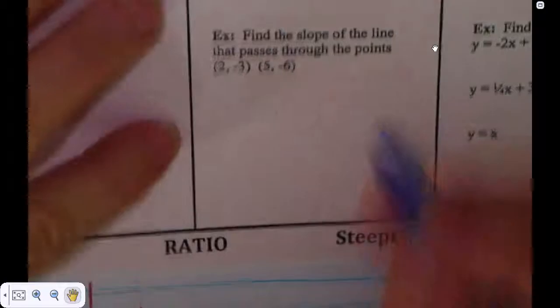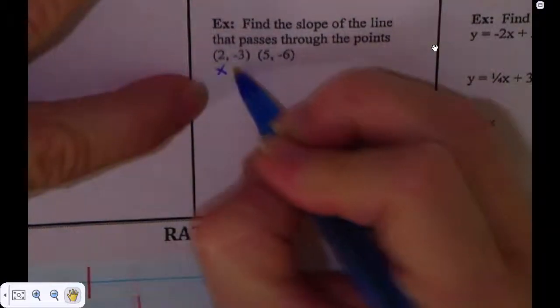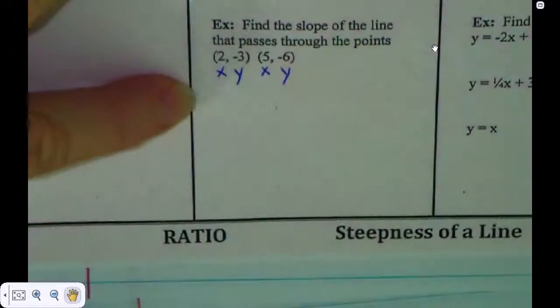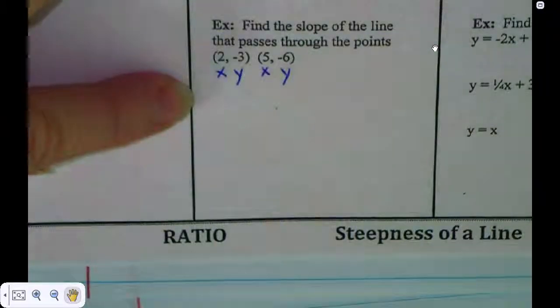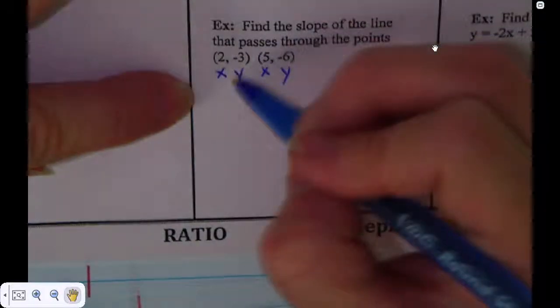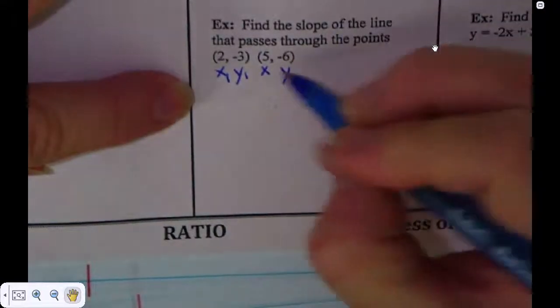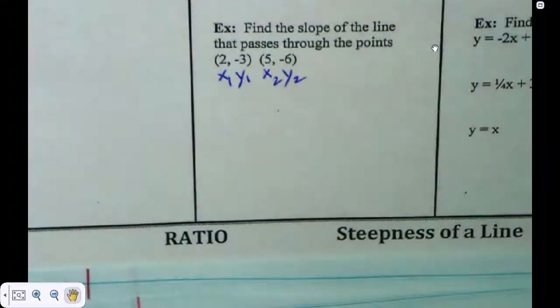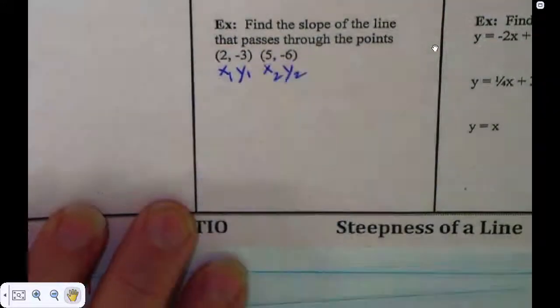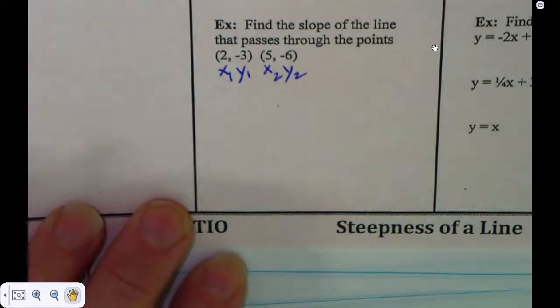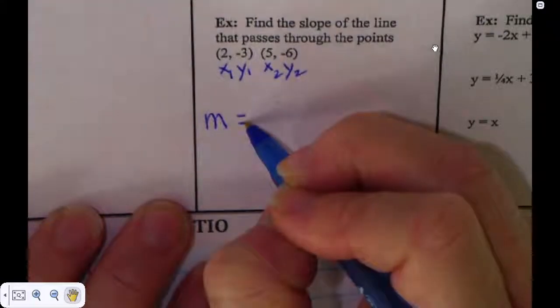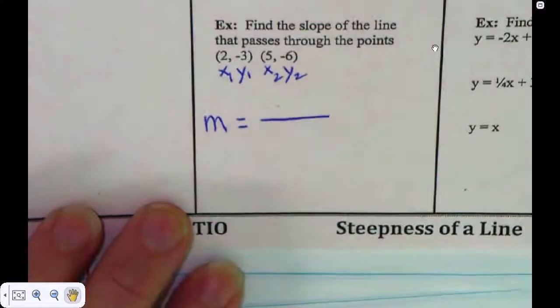Okay? So the first thing we need to do is label these. X, Y, X, Y. Come on, guys. Write when I write. X, Y, X, Y. Now, let's go put the numbers in there. This is X1 and Y1. This is X2 and Y2. So those numbers only mean that this is the first set of coordinates. This is the second set of coordinates. That's all those 1s and 2s mean. So to find the slope, we're going to go subtract the y's and the x's.